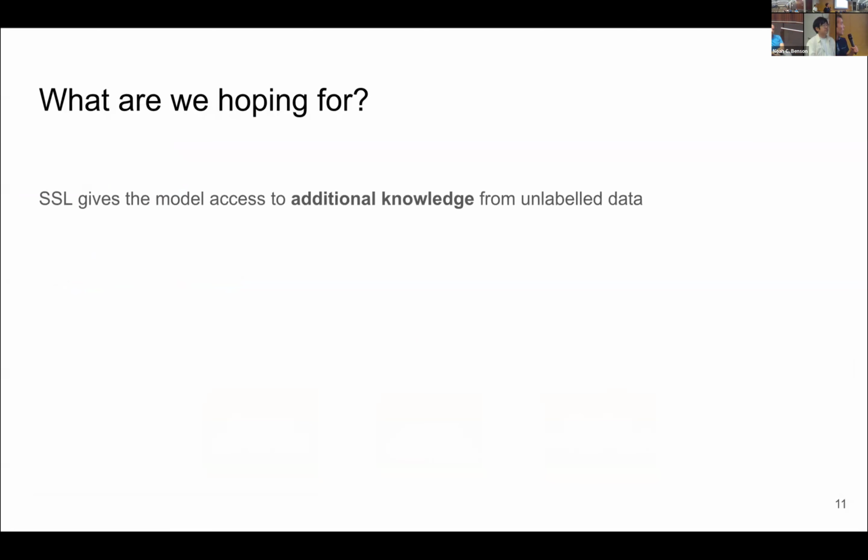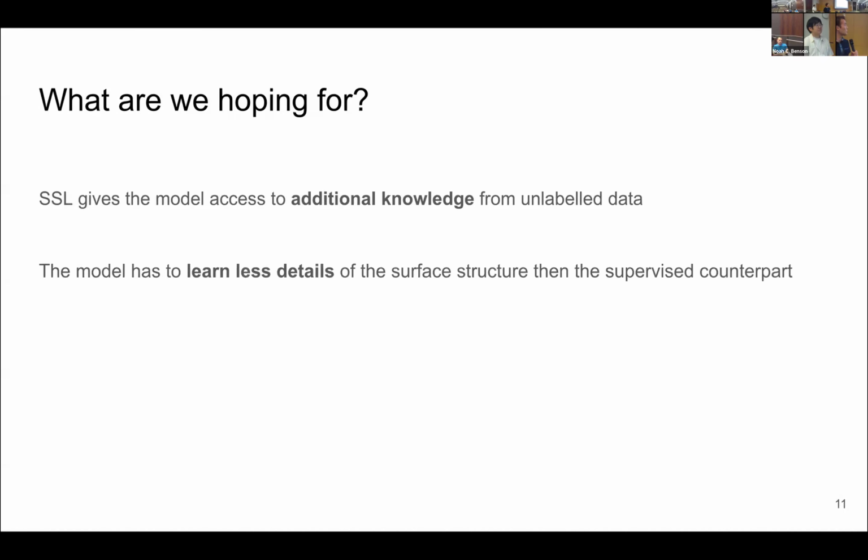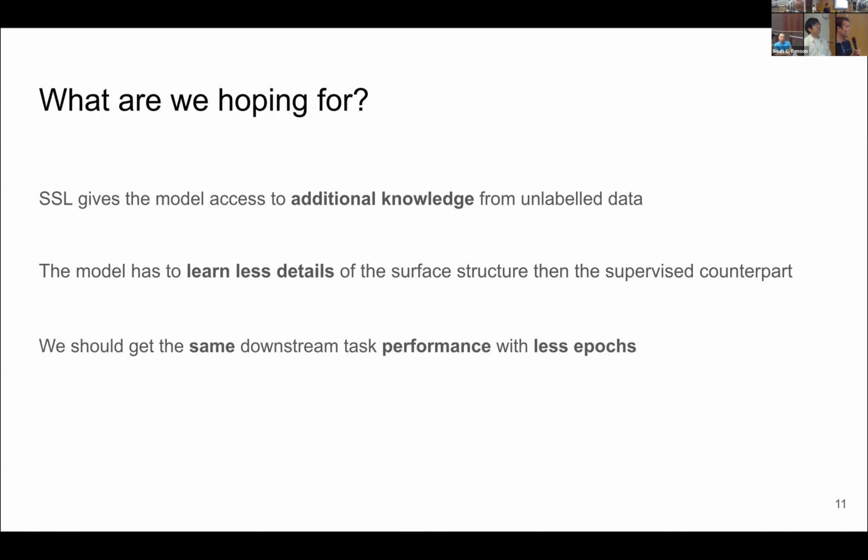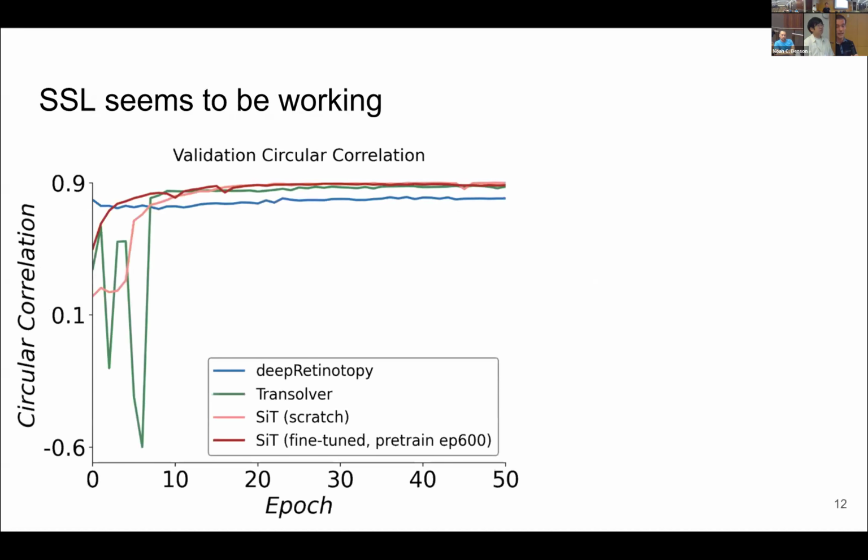So what kind of results do we hope to get? Well, the key idea of self-supervised learning is really to give access to the model to additional knowledge that is present in unlabeled data that we could not otherwise exploit with a supervised approach. So when we start the fine-tuning phase, when we train on the labeled data, the model has to learn less details of the surface representation because it has already been exposed to surface data during the pre-training phase. And so overall, this should mean that we can get the same performance on the retinotopic map prediction with fewer epochs. And this slide shows that it's kind of working.